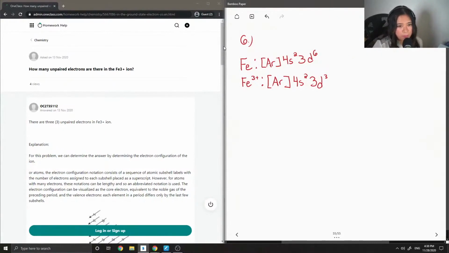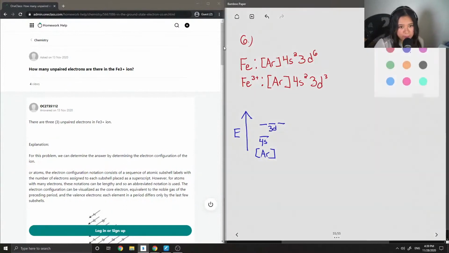So, change the color. I can draw out an orbital filling diagram, just showing the 4s orbital and then the 3d orbital, which will roughly look like that.